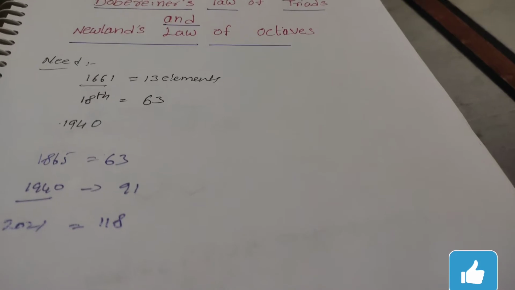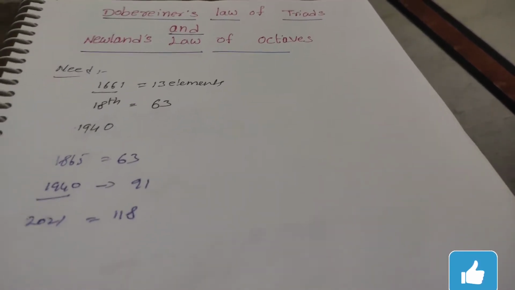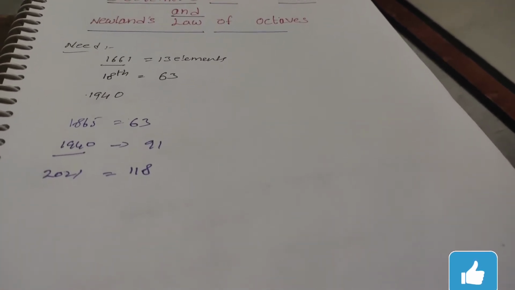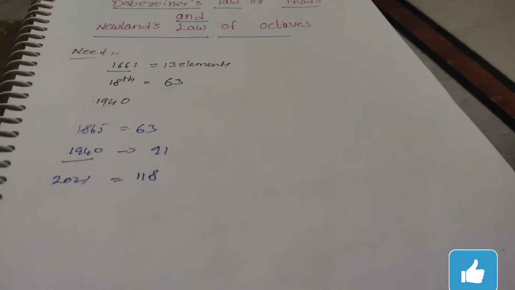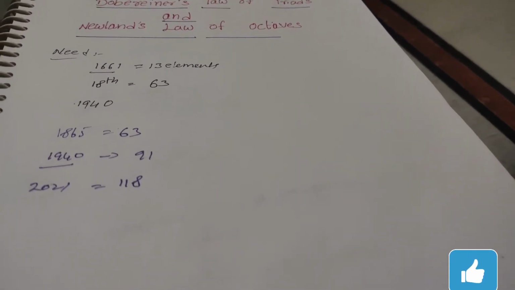As the number of elements increases, it's difficult to keep them in memory. That's why scientists tried to classify the elements. Now we will discuss the classifications one by one.